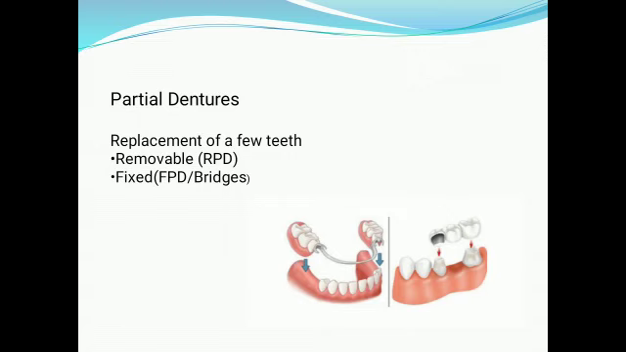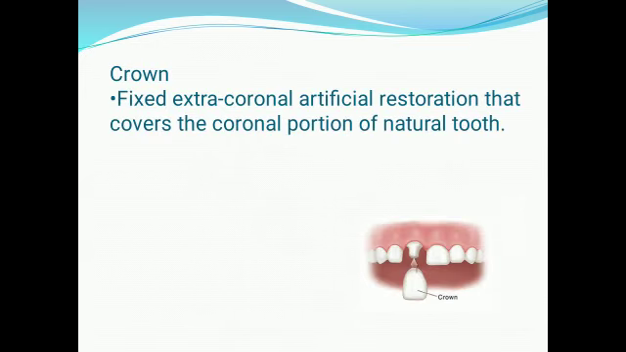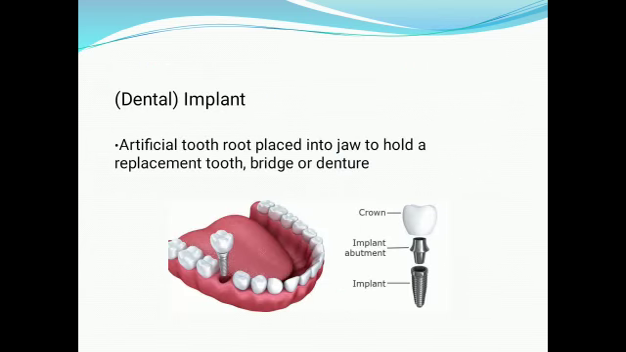In partial denture, there is a removable partial denture and a fixed partial denture. Crown: it is a fixed extracoronal artificial restoration that covers the coronal portion of the natural tooth. Dental implant: the artificial tooth root placed into the jaw to hold a replacement tooth, bridge or denture.